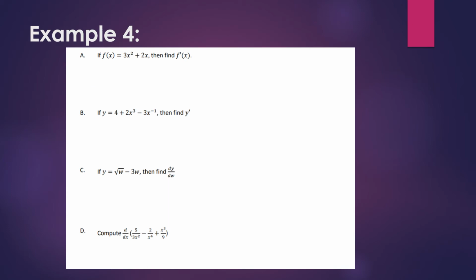So here we're going to do 4 examples with a sum or difference in them, but you're going to see it works out just like the other problems would. So here, f prime of x, well, it's going to be the derivative of 3x squared, which would be 3 times 2x to the 1, plus the derivative of 2x, which is just 2. And this will give us 6x plus 2. And that's what f prime would be equal to.